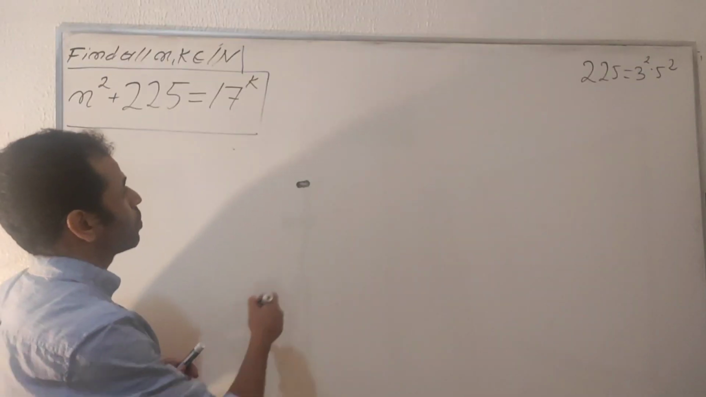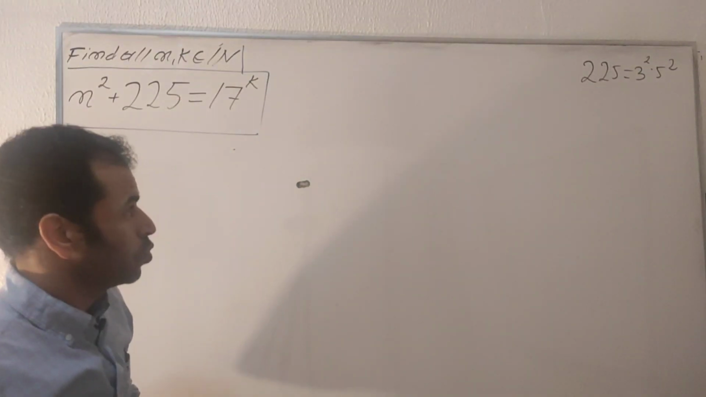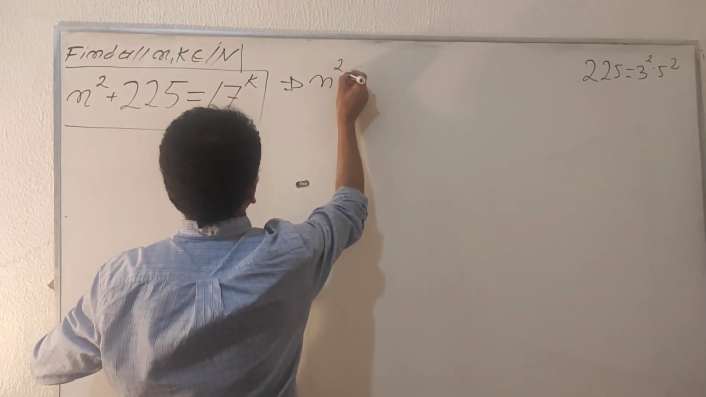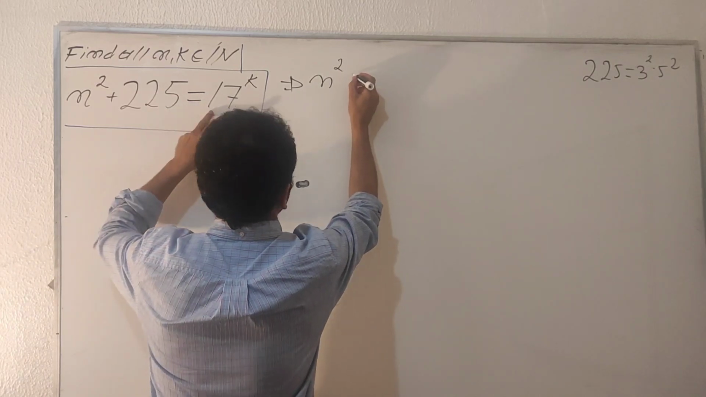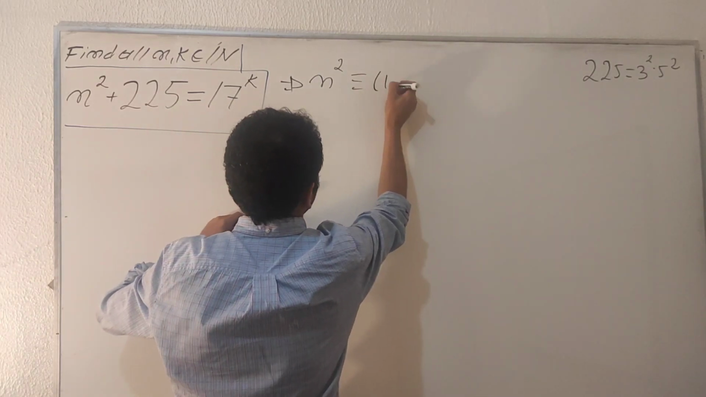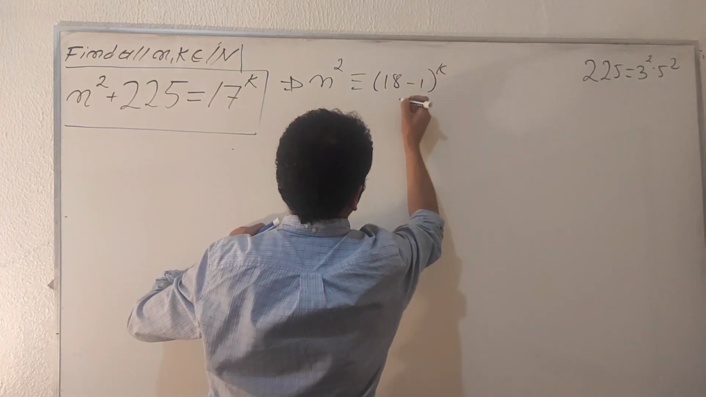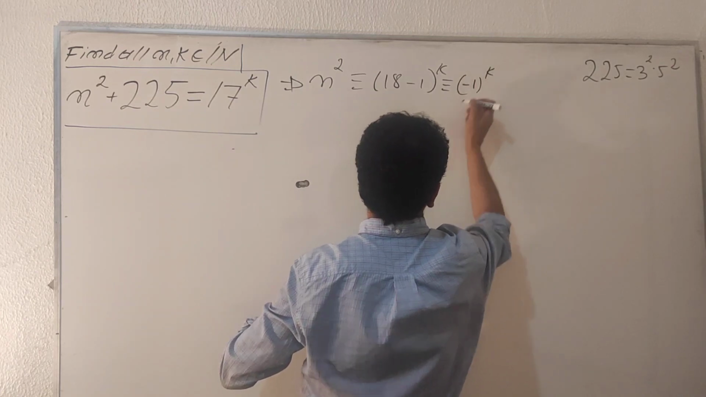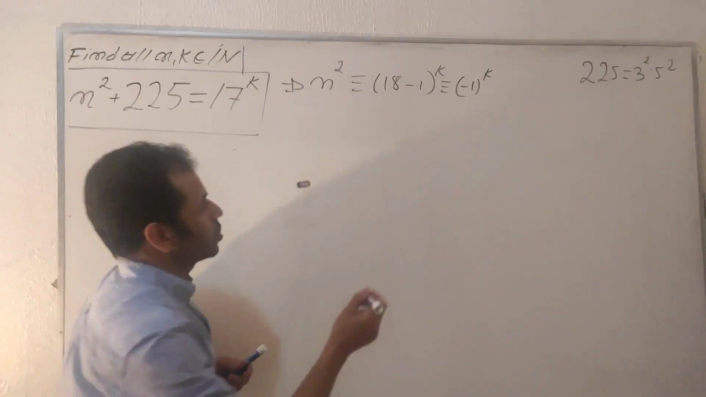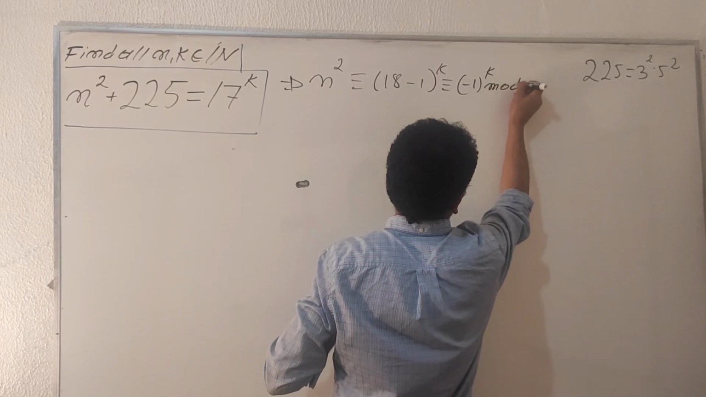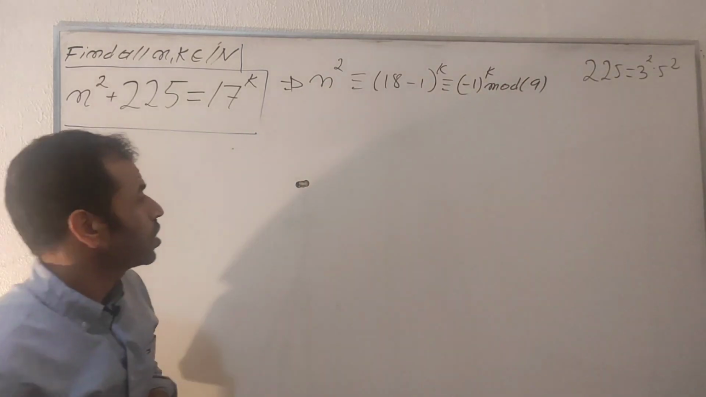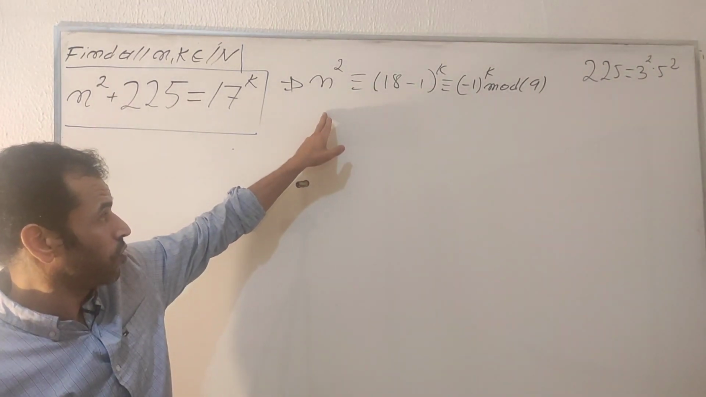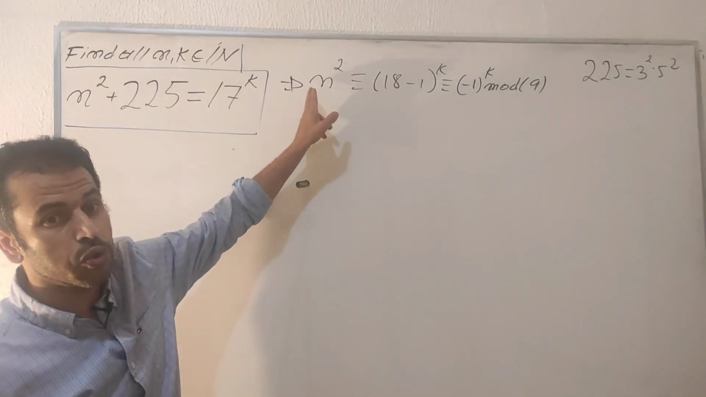By reducing the whole thing modulo 9, I get n squared plus 0 is congruent to 18 minus 1 to the k, which is congruent to minus 1 to the k, mod 9. So the next step, in order to compare the right and the left hand side of this equation, is to go through a chart.